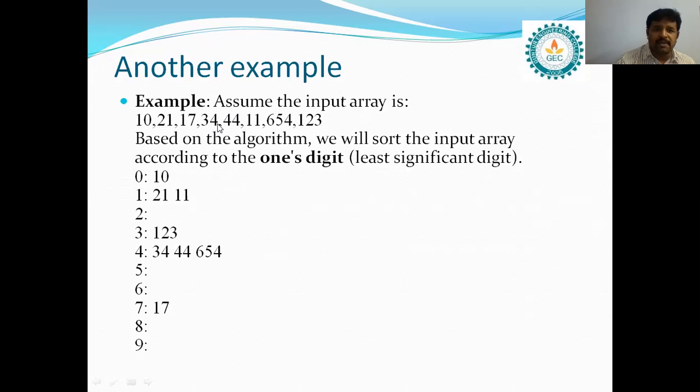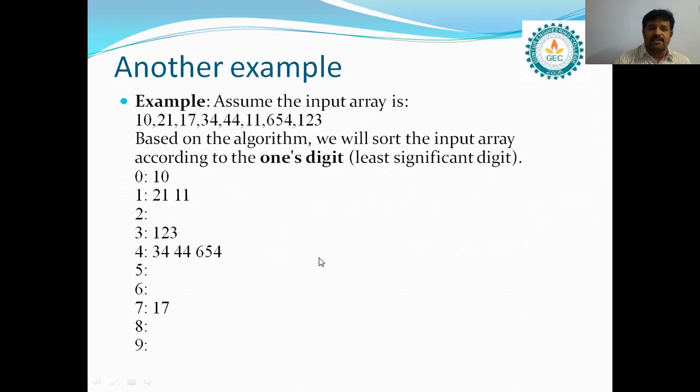And next 4, which is repeated thrice, 3 times. First write 34, after that 44, after that 654. Okay. There is no 5 at the ones place, no 6 at the ones place, and there is 7. So that is 17, written in the 7th location. So after sorting the elements by the values at the ones digit, this is the list: 10, 21, 11, 123, 33, 34, 44, 5, 6, 54, and 17.